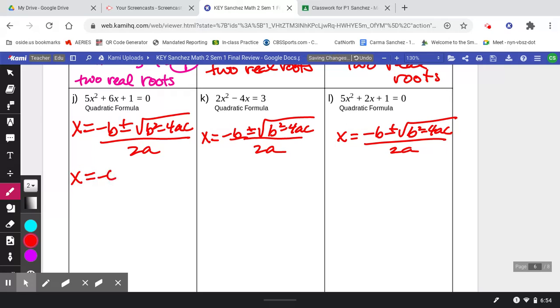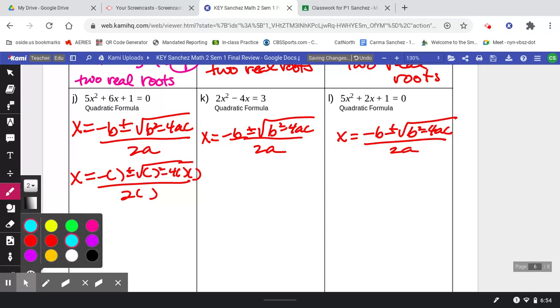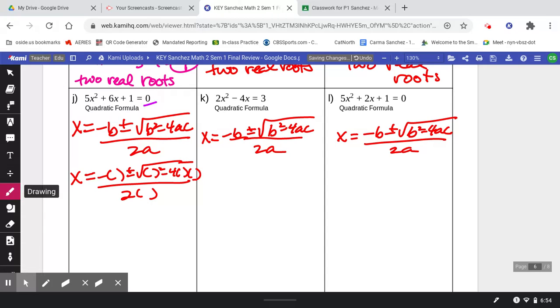Now, before I plug in, I get ready with the parentheses to make sure I'm going to plug into the correct things. Now, I need a, b, and c. Let's see if it's equal to 0 already. Yes, check. So now I can get a, b, c. A is equal to 5, b is equal to 6, and c is equal to 1. Now I'm plugging those into the appropriate spots in the formula. So b is 6, a is 5, and c is 1.